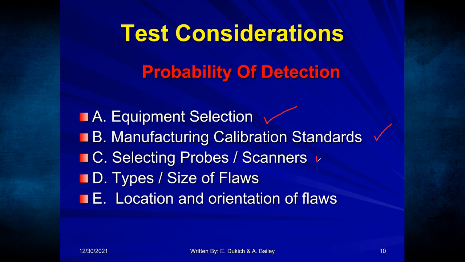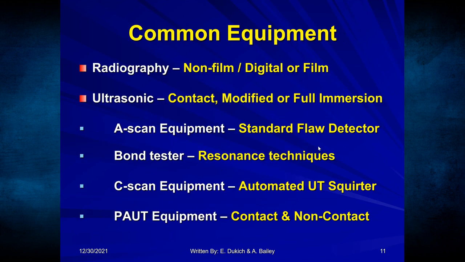Am I going to use a probe or a scanner to find the flaw of interest? Meaning, for ultrasonic, do I use a probe that uses wet techniques or dry techniques? And is the scanner sensitive enough to find the flaw of interest? So what is the type and size of flaw that I'm trying to detect? The location and the orientation of the flaw. Now, some of these terms may be foreign to you guys, so I'm going to show you exactly what I'm talking about coming up.